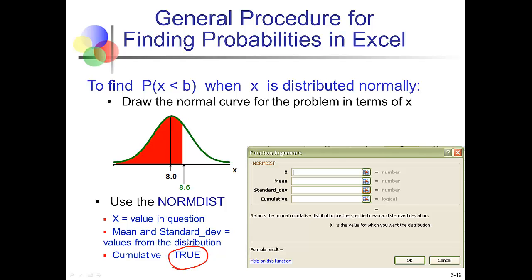For norm dist, cumulative will always be true. When we click into cumulative here, it asks us if we want to add up all the values to the left or if we want to just have the value at that particular point. If we put false in here, we actually get the value that indicates the height of this curve. We don't care about the height of the curve. We care about the area underneath the curve. We want to add up all that area to the left of the data value that we've entered. So if we enter cumulative as true, then we're always going to get that area to the left of the data value that we're interested in.